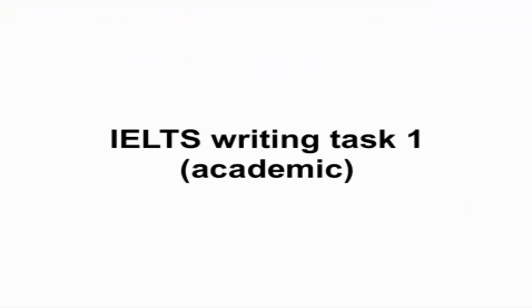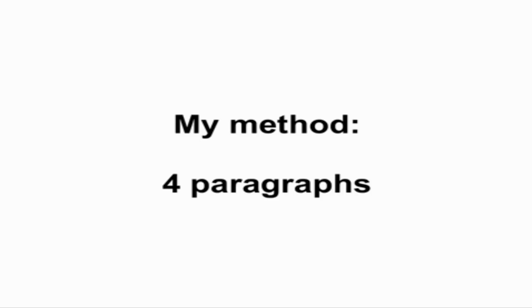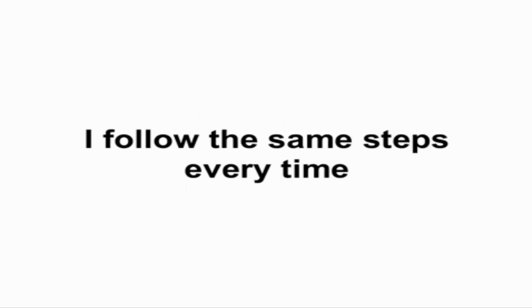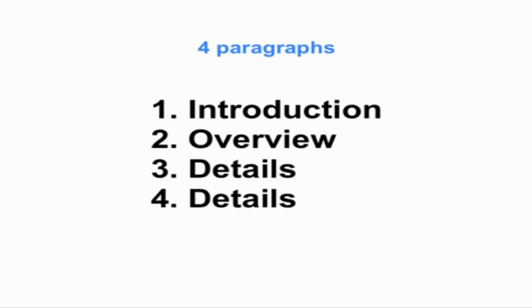Here's some general advice for IELTS Writing Task 1, the academic paper. You only have 20 minutes for this essay, so you need to be prepared. You need a method. My method is to try to write 4 paragraphs so that the essay has 4 clear sections. I follow the same steps for each paragraph every time. My 4 paragraphs are introduction, overview, and 2 paragraphs with specific details.